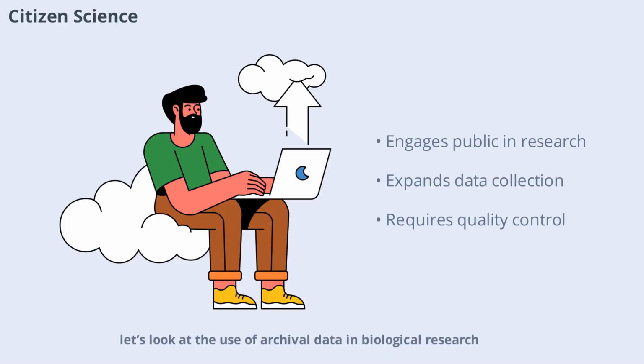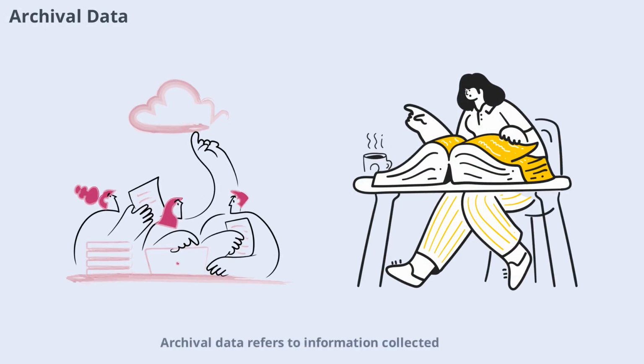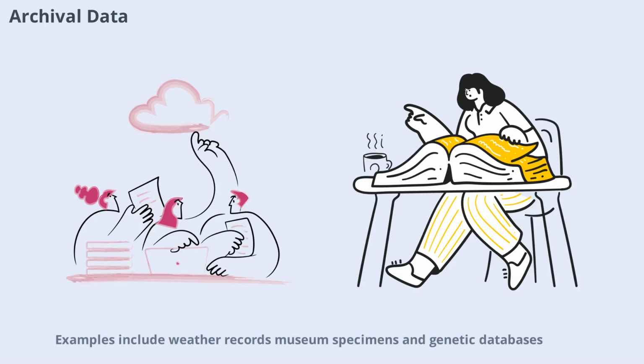Now, let's look at the use of archival data in biological research. Archival data refers to information collected in the past and stored in databases, libraries, or museums. Biologists often use archival data to study long-term trends, compare historical and current conditions, or analyze rare events. Examples include weather records, museum specimens, and genetic databases. Using archival data can save time and resources, but researchers must consider the quality and relevance of the information.